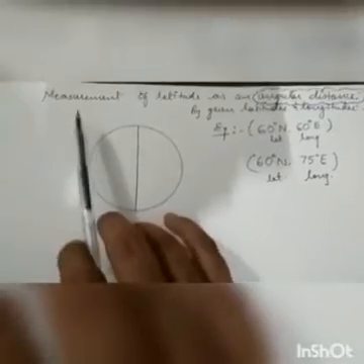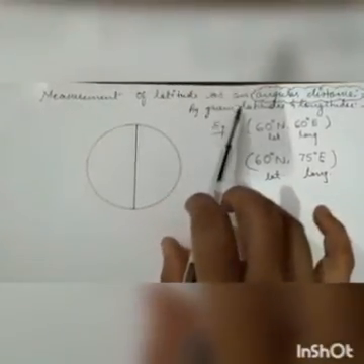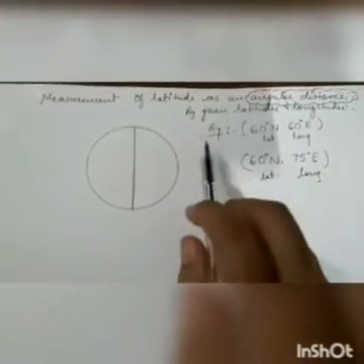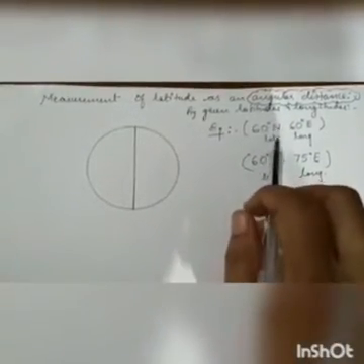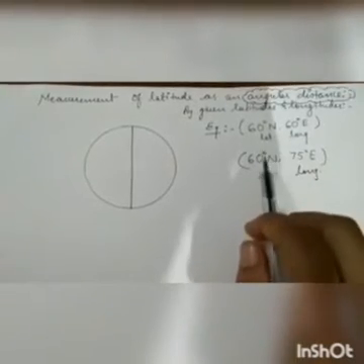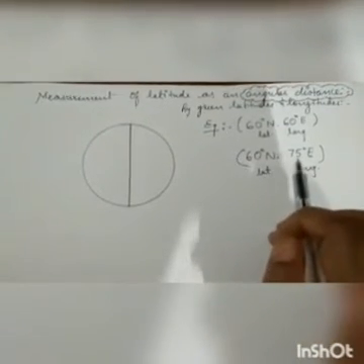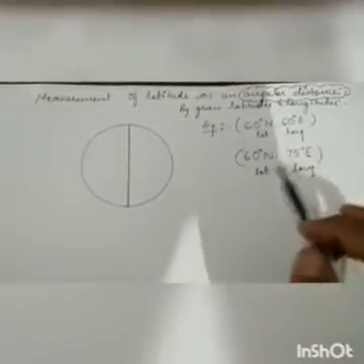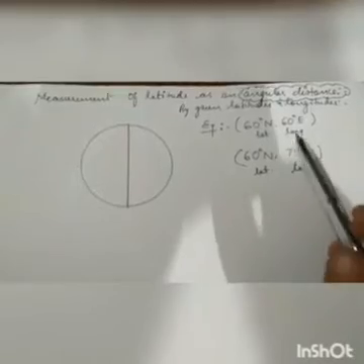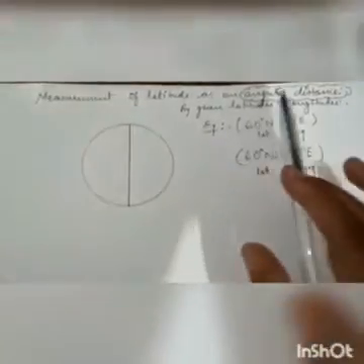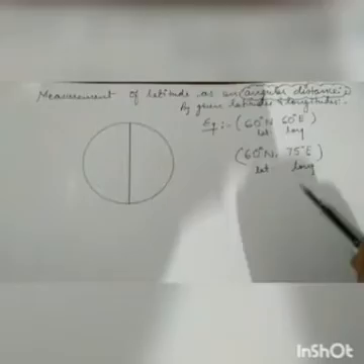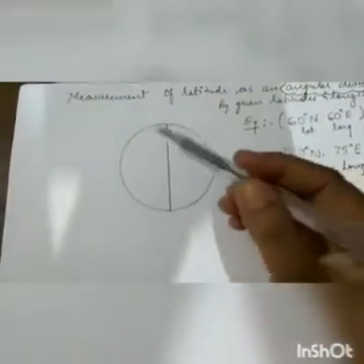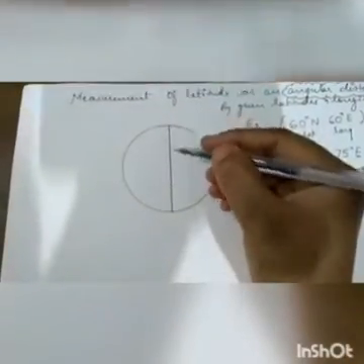Now let's do the exercise: measurement of latitude as an angular distance by given latitudes and longitudes. For example, it's given here: 60 degree north latitude, 60 degree east longitude; and 60 degree north latitude and 75 degree east longitude. Through these longitudes and latitudes we are going to measure the angular distance on the earth, right?